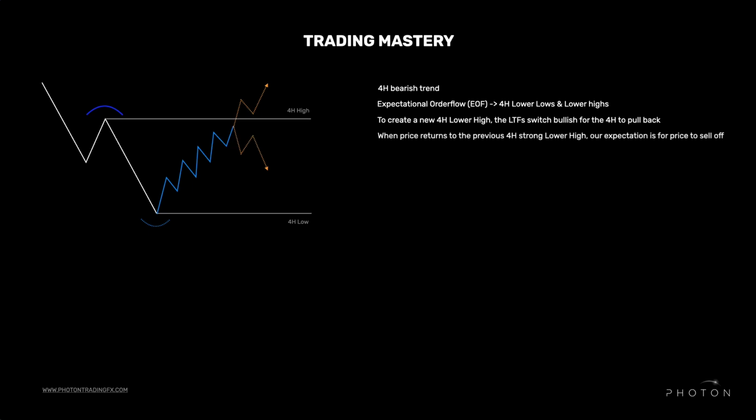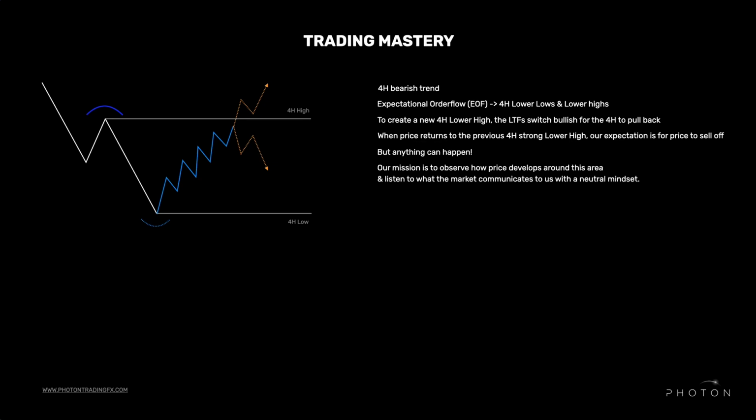So when price eventually pulls back and when it returns to our previous 4-hour lower high, right, the strong 4-hour high at this moment, because the 4-hour is bearish and it's a strong 4-hour high, our expectation is that the price will now sell off and continue that 4-hour bearish trend, right? However, it does not have to. Remember, anything can happen in the markets, right? Anything. So as price develops around this area, our mission is to observe its development and listen to what the market is telling us in a neutral state of mind.